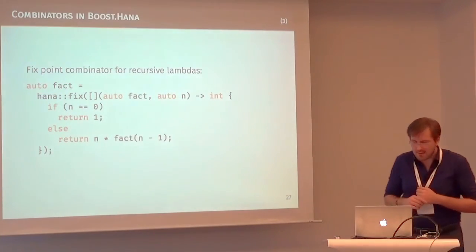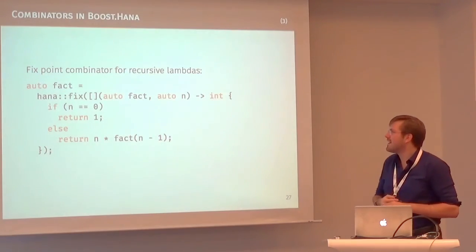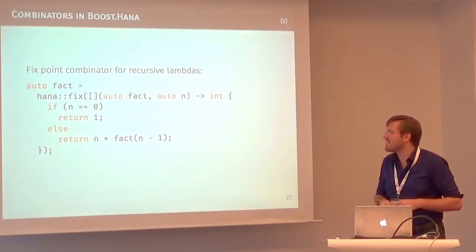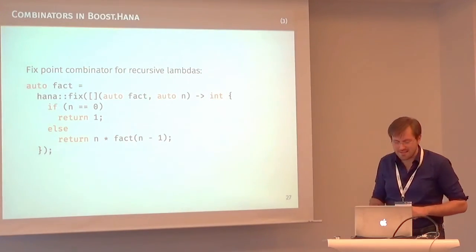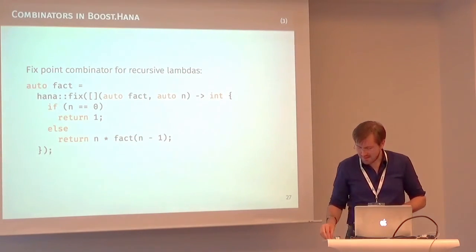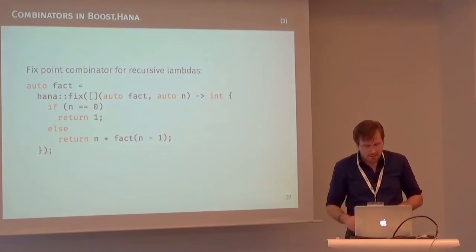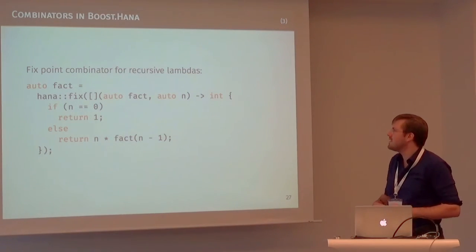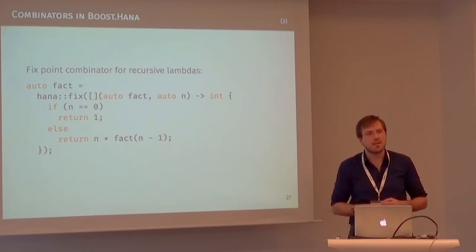This is the last one. This is very nice to me because it has many theoretical properties and an interesting theoretical history behind it, but this is called the fixed point combinator. And in this case, it's primarily useful to write recursive lambdas.